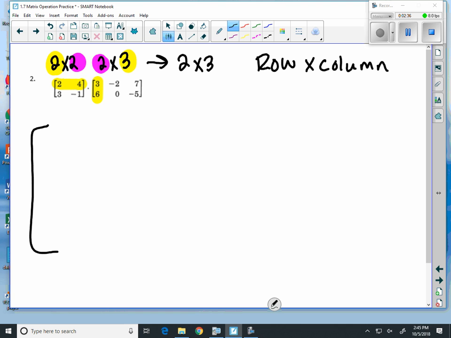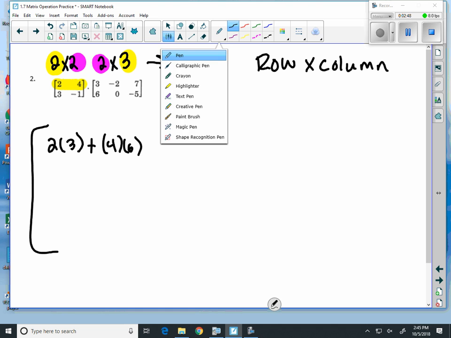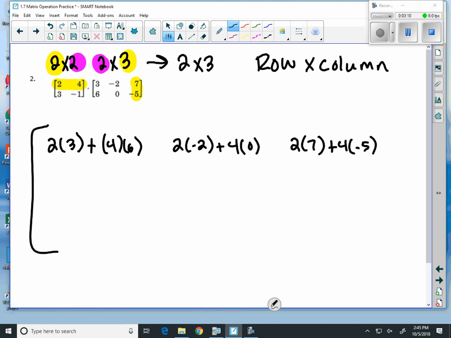So we multiply those. We do 2 times 3 plus 4 times 6. And then we're going to move to the next column. So now we move to the second column here. So we'll have 2 times -2 plus 4 times 0. Then to our third column. So we'll have 2 times 7 plus 4 times -5.